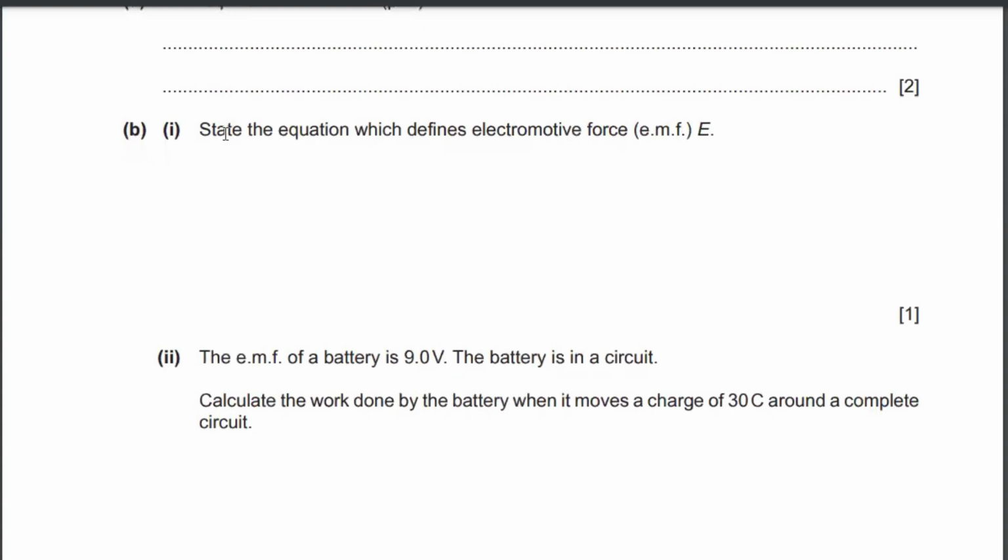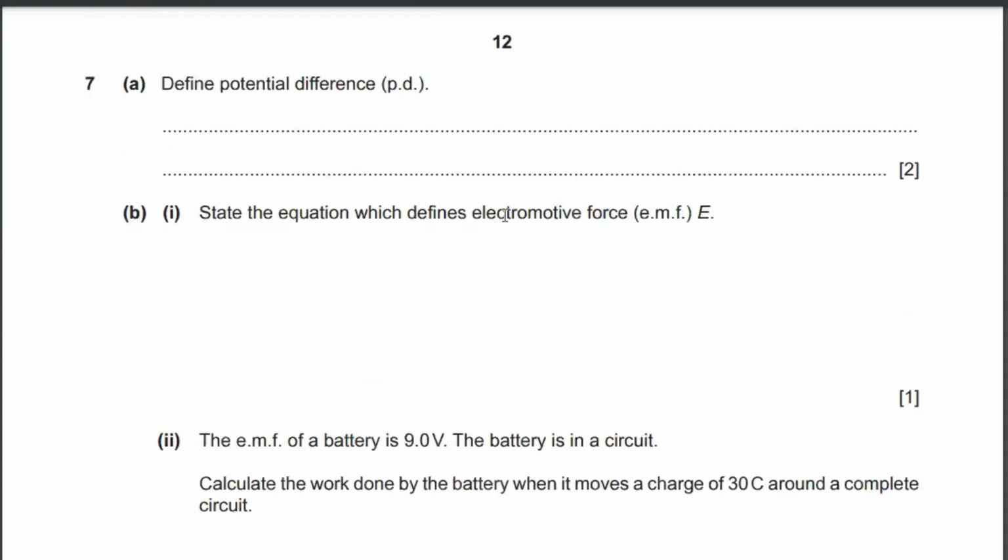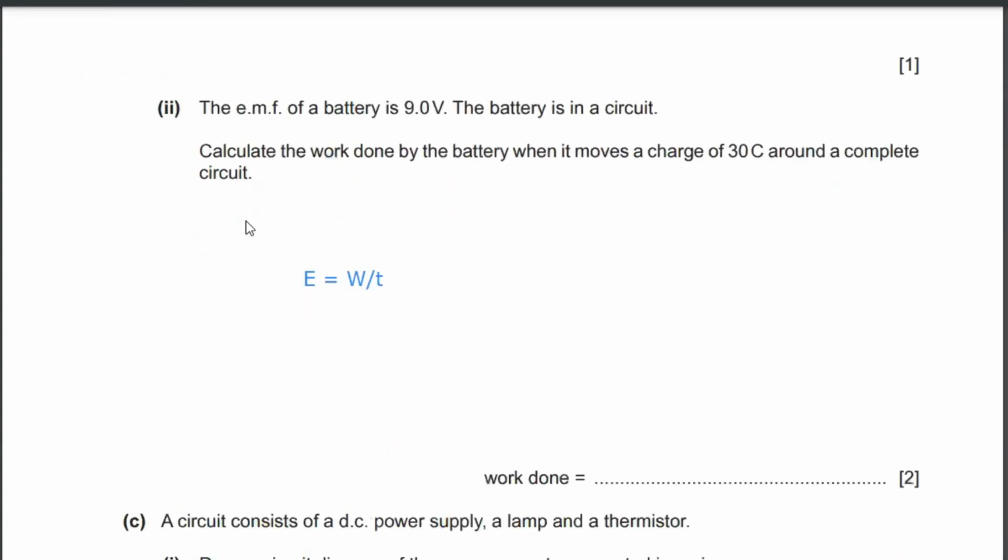Now second question is, state the equation which defines electromotive force. So the difference between electromotive force or EMF and potential difference is that potential difference is a measure of the voltage which is used up by the resistor, while EMF is the energy gained by the electrons, because electrons are the ones carrying the energy. So the equation of electromotive force E would be equal to work done W divided by time. In this case it is work done on charge instead of by charge, as in potential difference.